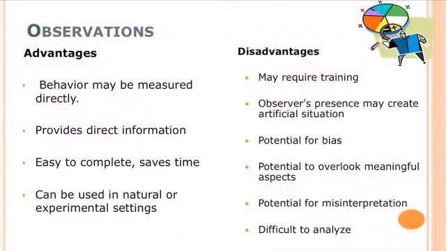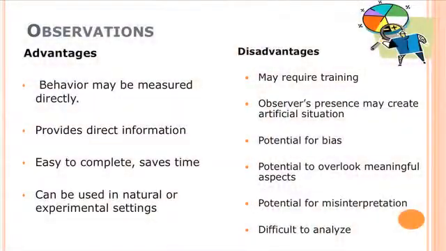Though the advantages of observation are there, there are also certain disadvantages, in the sense that it requires training. The observer's presence may create an artificial situation. For example, when I know that I am being observed, my behavior would change. Potential for bias. I will observe what I think is correct. I would observe what I think will affect my research. Potential to overlook meaningful aspects. Sometimes a variable may be very important, but I may tend to overlook that aspect.